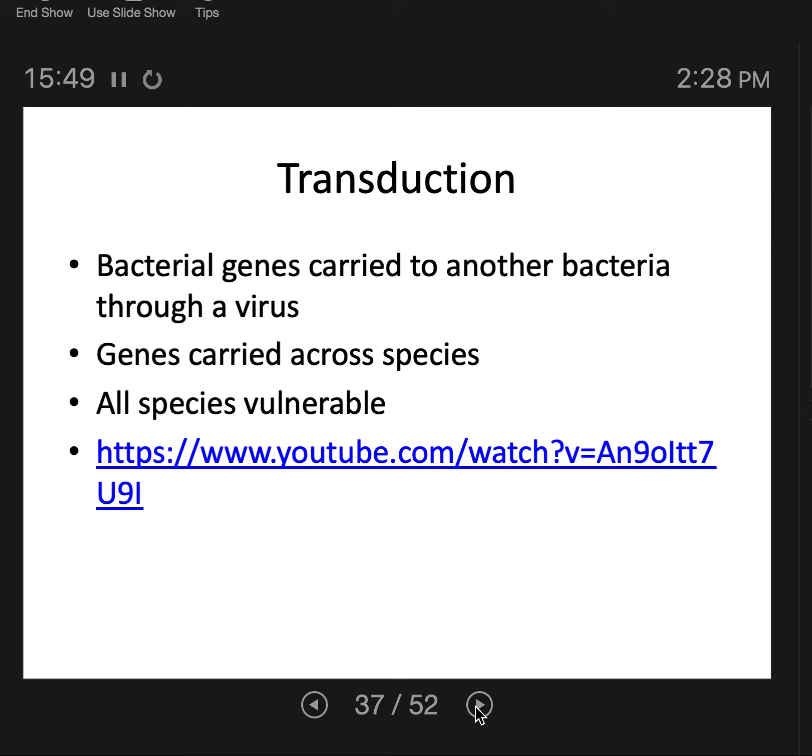Transduction. This is the third of the three. This is when bacterial genes are carried to another bacteria through a virus. Genes in this way can be carried across bacterial species, and all species of bacteria are vulnerable to this because it's not controlled by the bacteria, it's controlled by a virus. This will make a lot more sense when we cover the viral life cycle.